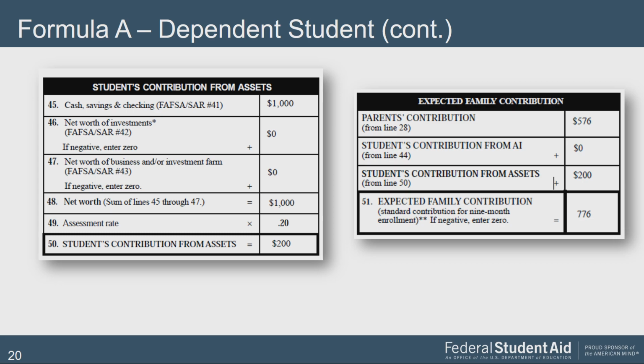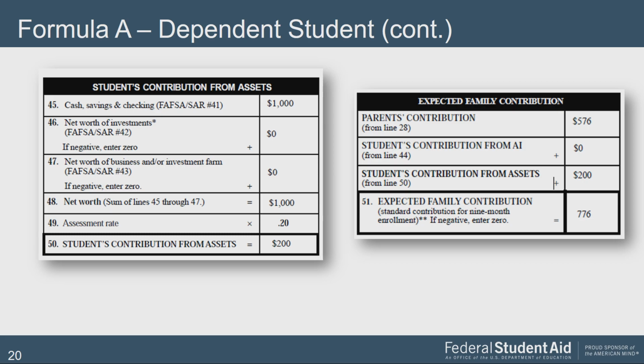So the bottom line is, when you see this on the right-hand side, the expected family contribution, so we have a parent's EFC, the parent's contribution of $576, student contribution of $0, student's contribution from assets $200. We add it all up, and here's one of the most fascinating things to me. We add it all up, and what do? Drop the dollar sign. Do you see that?